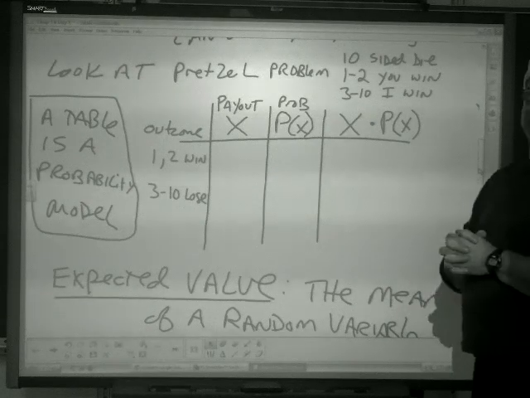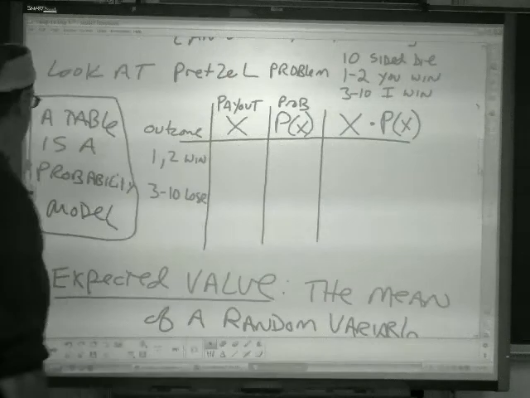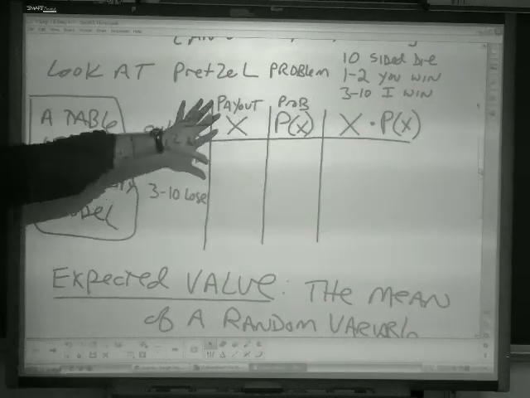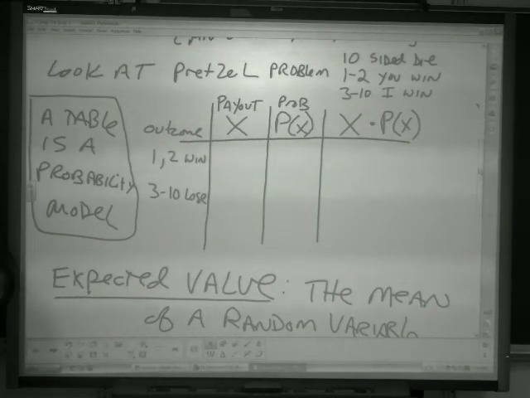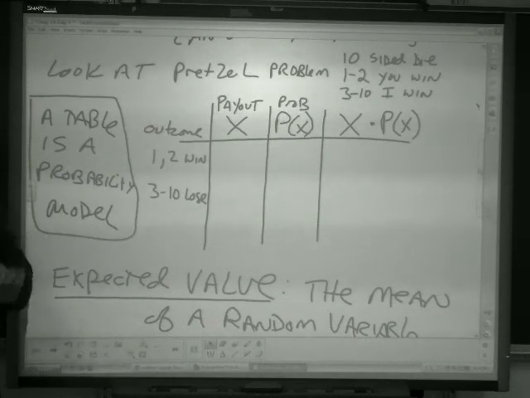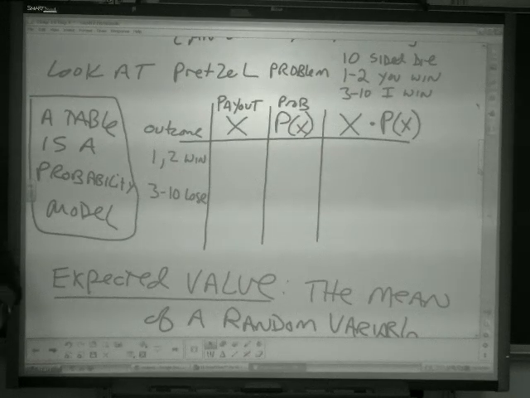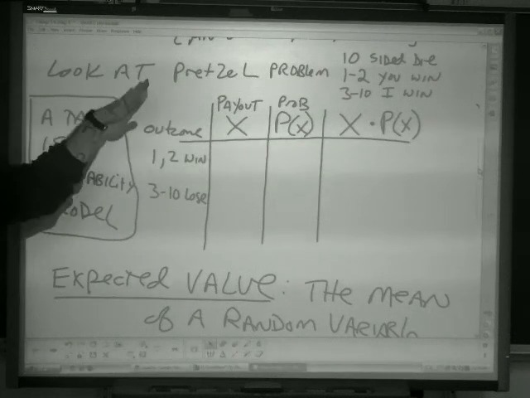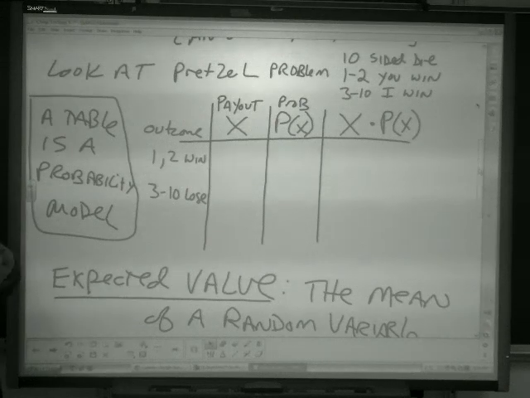So when we have situations like that, we're going to make what we call a probability model. This table that we're going to make is another name for a probability model. If I ever say make a probability model, I'm talking about making a table. The table has some columns. The first column is what's my outcome? What are the outcomes that I could have? I need to list all of them because all the probabilities should add up to 1 when we're done.